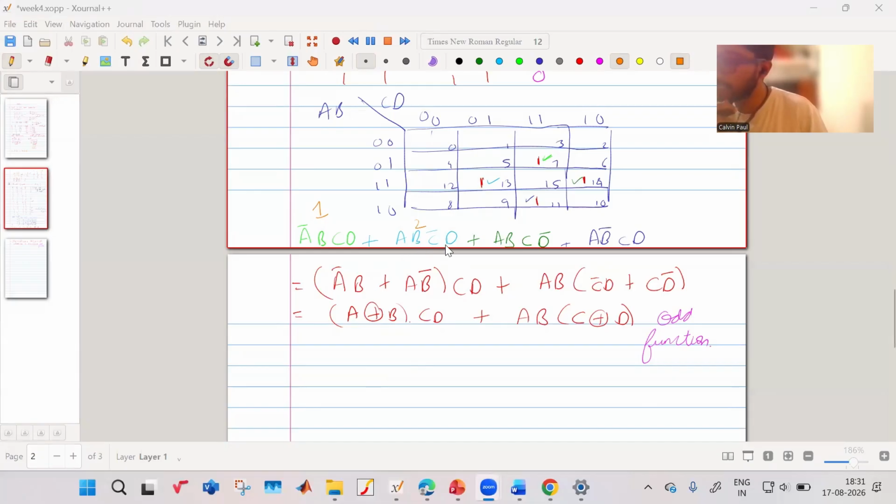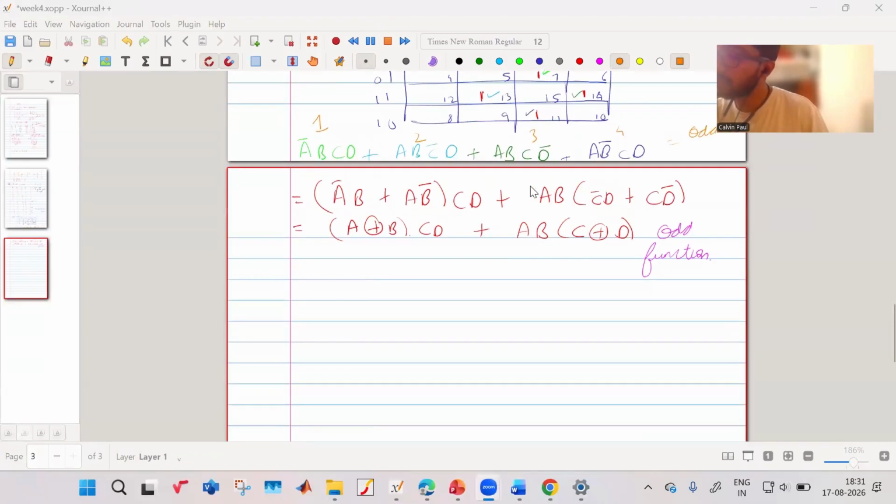For the second term, you can see there's only 1 bar, right? For the third term also, there's only 1 bar. And the fourth term also, there's only 1 bar. So because there are 3 ones in each term, that is why this is known as an odd function. Okay.